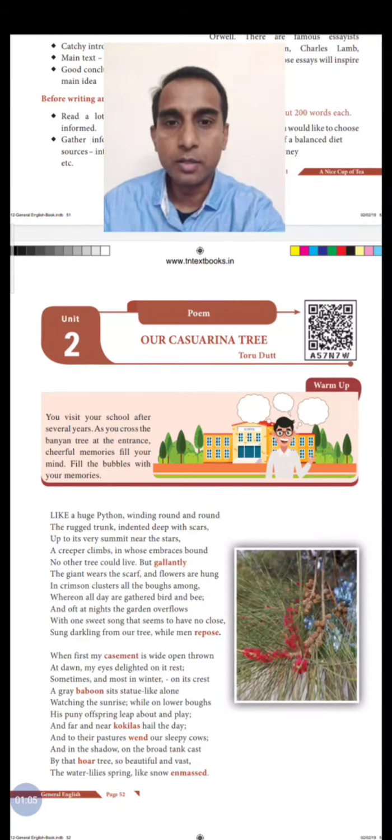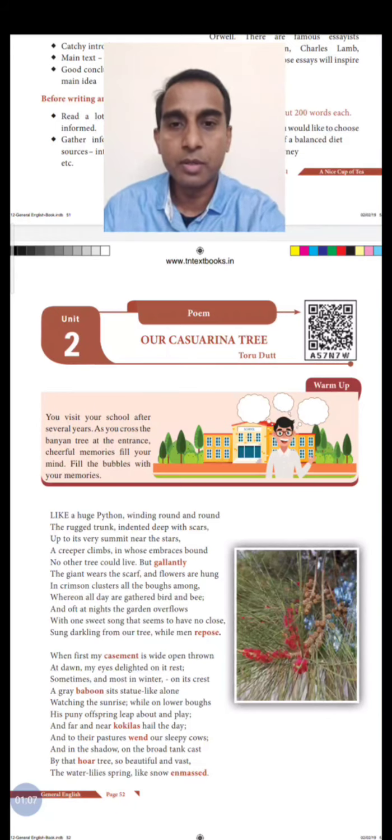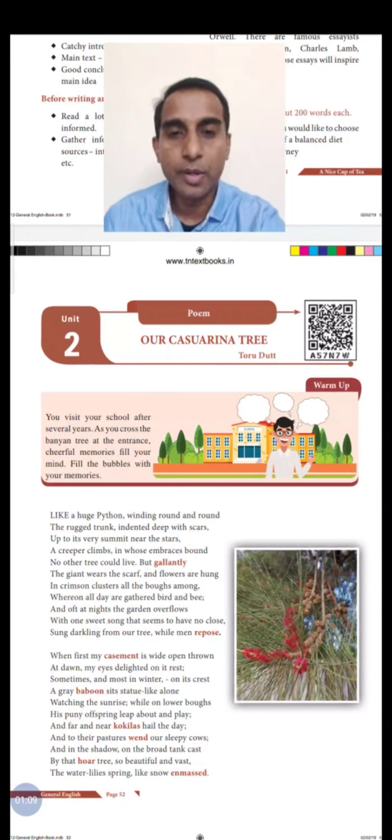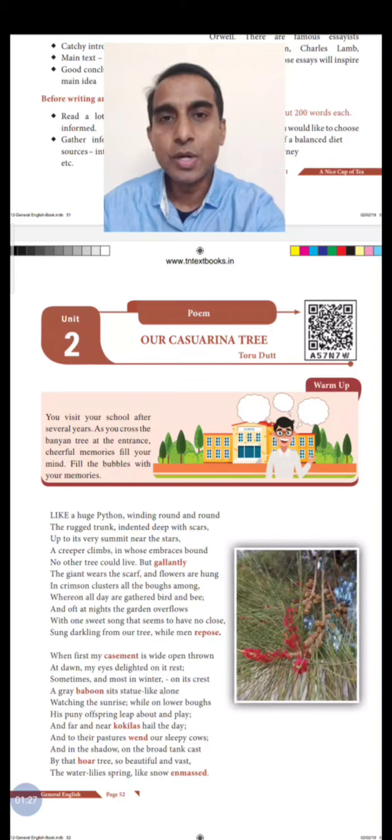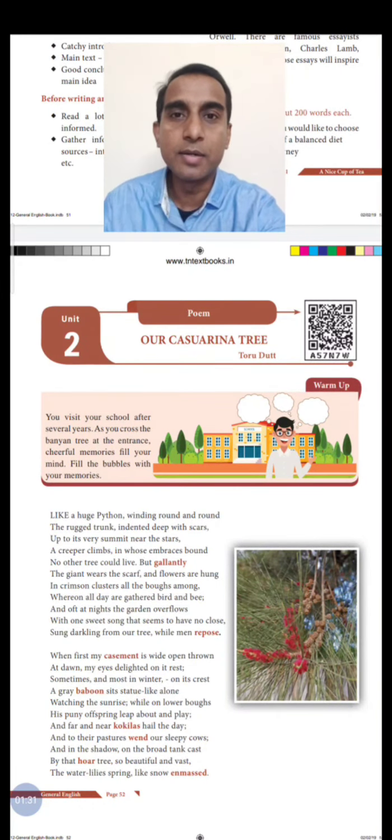I think in the picture which is given in the textbook on the screen, you can see very bright red crimson-colored flowers and some nut-like things hanging. You can see the branches and the leaves over there. You can find this tree at the entrance of a school as well. So, Our Casuarina Tree. What does the poet try to tell through this poem?